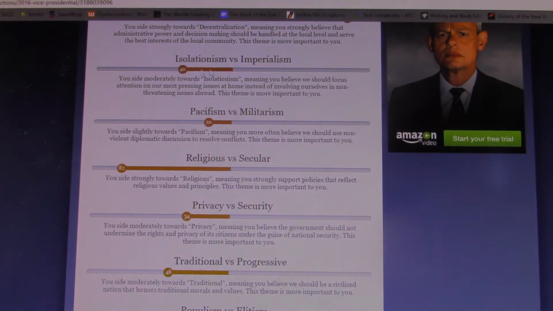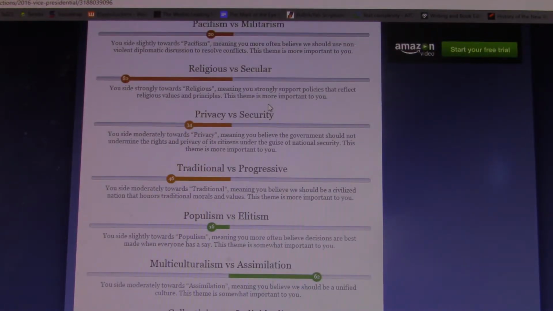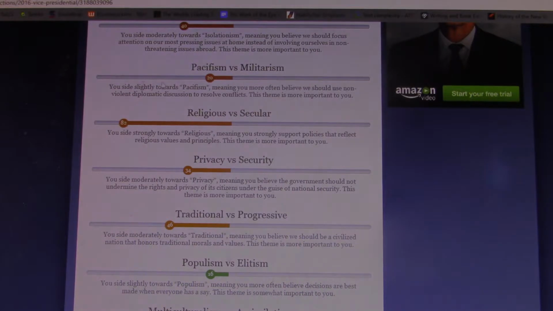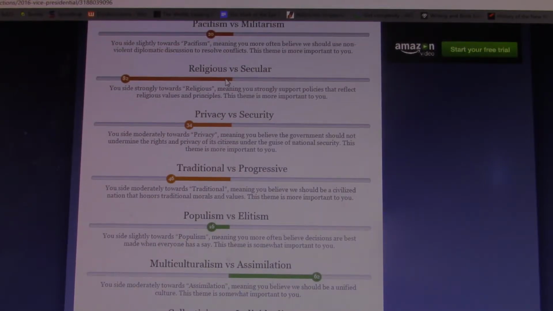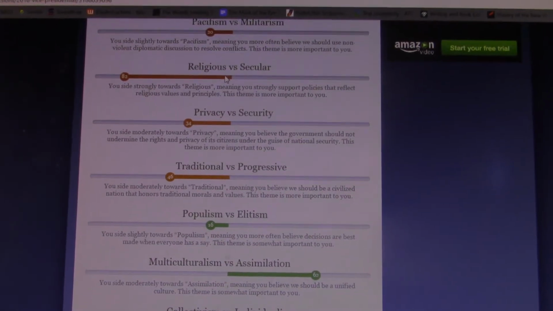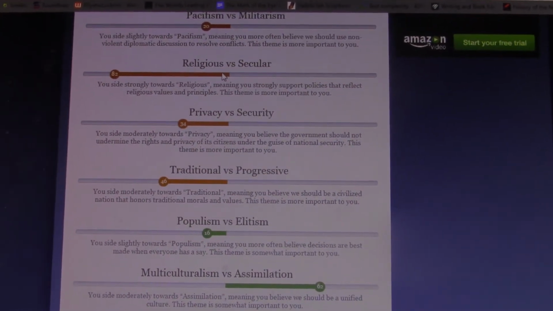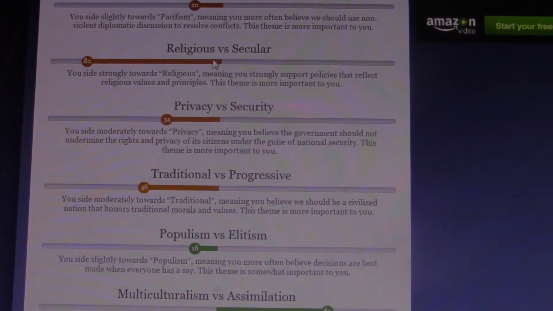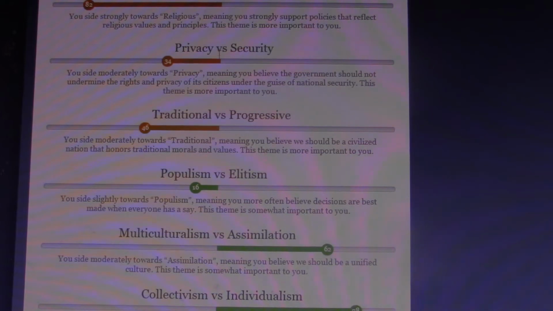Isolationism versus imperialism, I lean towards isolationism, meaning I believe we should focus attention on our most pressing issues at home instead of involving ourselves in non-threatening issues abroad. Pacifism versus militarism, I side slightly towards pacifism, meaning I more often believe that we should use non-violent diplomatic discussion to resolve conflicts. Religious versus secular, I side strongly towards religious, meaning I strongly support policies that reflect religious values and principles. Privacy versus security, more of privacy, meaning I believe the government should not undermine the rights and privacy of its citizens under the guise of national security.